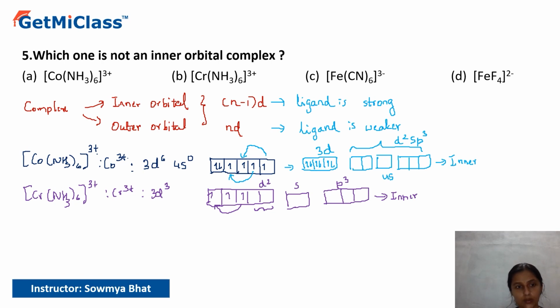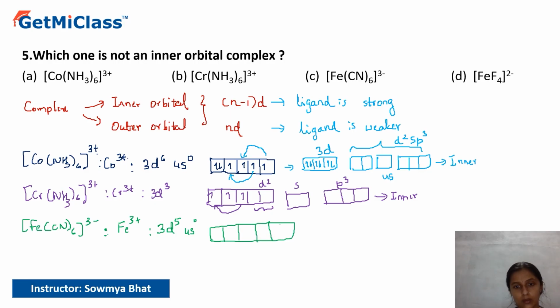The third option which we have here is [Fe(CN)6]3-. Cyanide being a strong ligand, this is going to pair up the electrons. Here iron is in the 3+ oxidation state. So the configuration will be 3d5 4s0. Again, it can use d2sp3 orbitals. So again, d2 is the inner shell here. So this is an inner orbital complex.